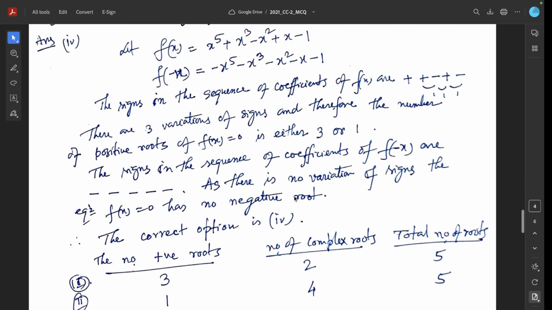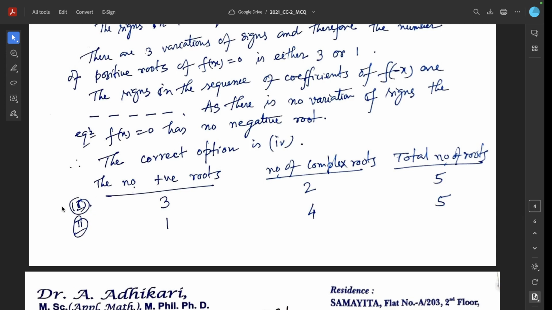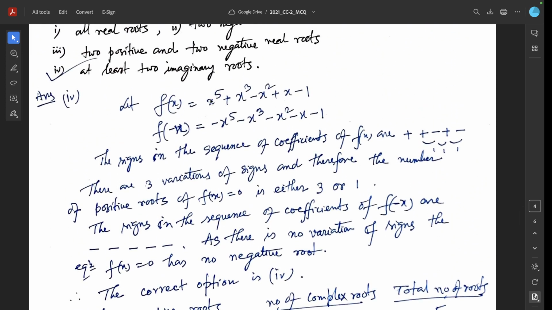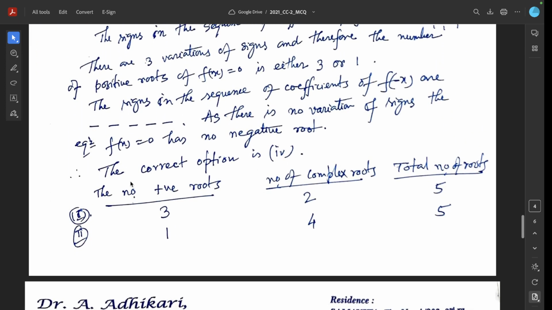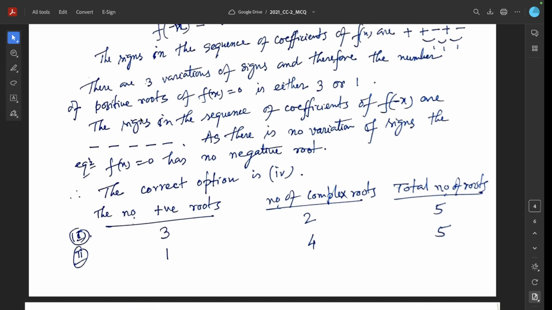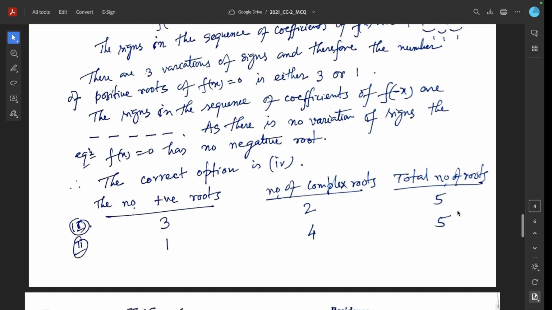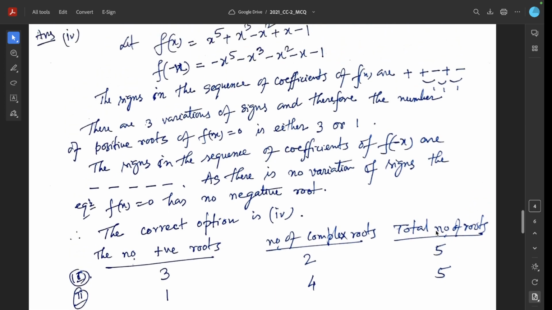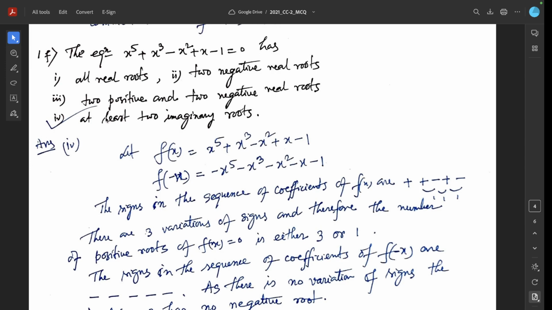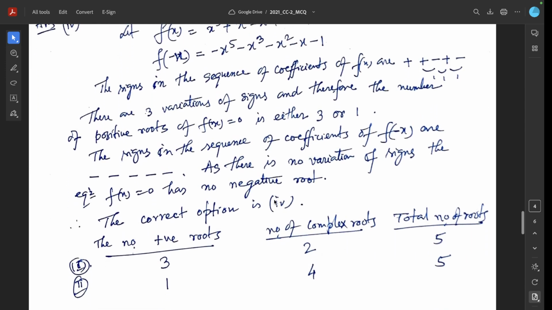The correct option is 4, because for the number of positive roots there are 2 cases. If it is 3, the complex roots are 2, so the total number of roots is 5 because this is a fifth degree equation. And if the number of positive roots is 1, the number of complex roots is 4, because there are no negative roots here. So the total number of roots is 5. So at least 2 imaginary roots, either 2 complex roots or 4 complex roots there. So at least 2 imaginary roots.